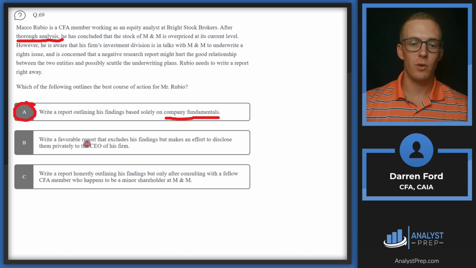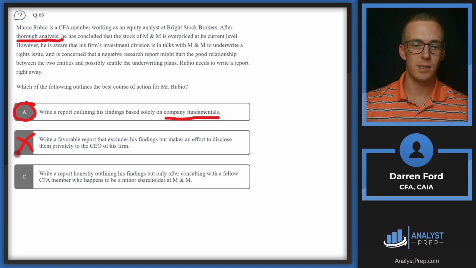B, write a favorable report that excludes his findings but makes an effort to disclose them privately to the CEO of his firm. This is going to be dishonest, and it's going to violate standards of diligence and reasonable basis, since he's making the favorable report without evidence to back it up, since his evidence is saying he should write the opposite. And then C, write a report honestly outlining his findings, but only after consulting with a fellow CFA member who happens to be a minor shareholder at M&M.